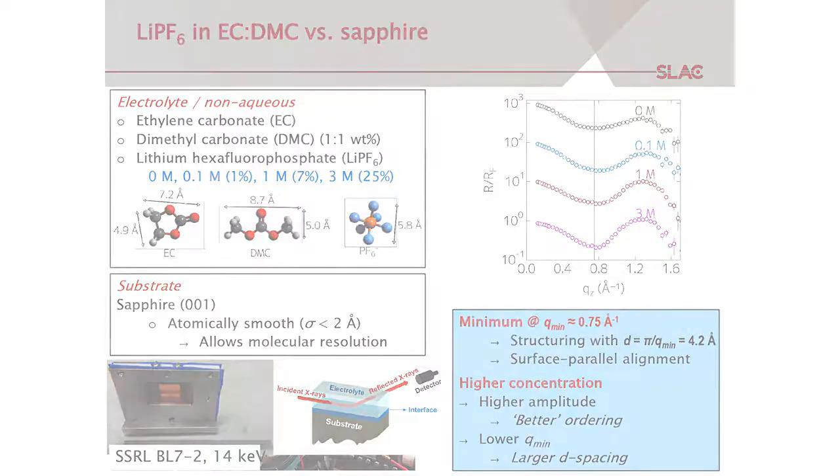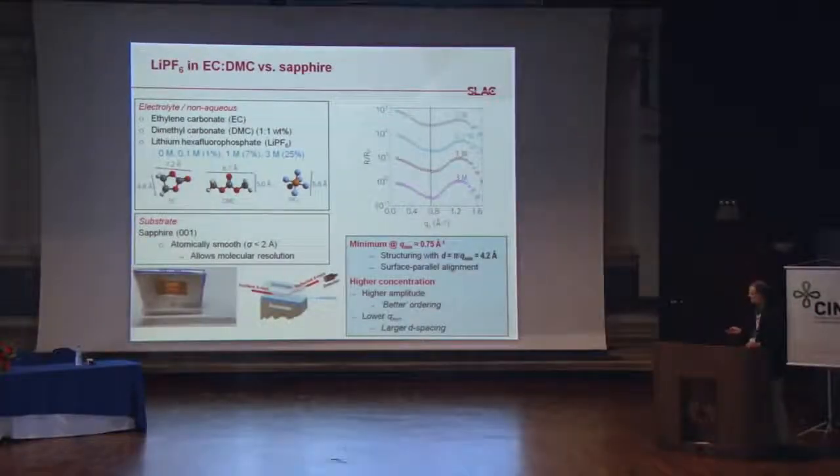If you go back and think about this constructive and destructive interference argument I made, if we look at the dip, that immediately tells you that you have some kind of structuring with a quasi-periodicity of around 4 angstroms. 4 angstroms is just about the same size, the same width of the molecules. So what you immediately tell is the molecules are laying flat on the surface.